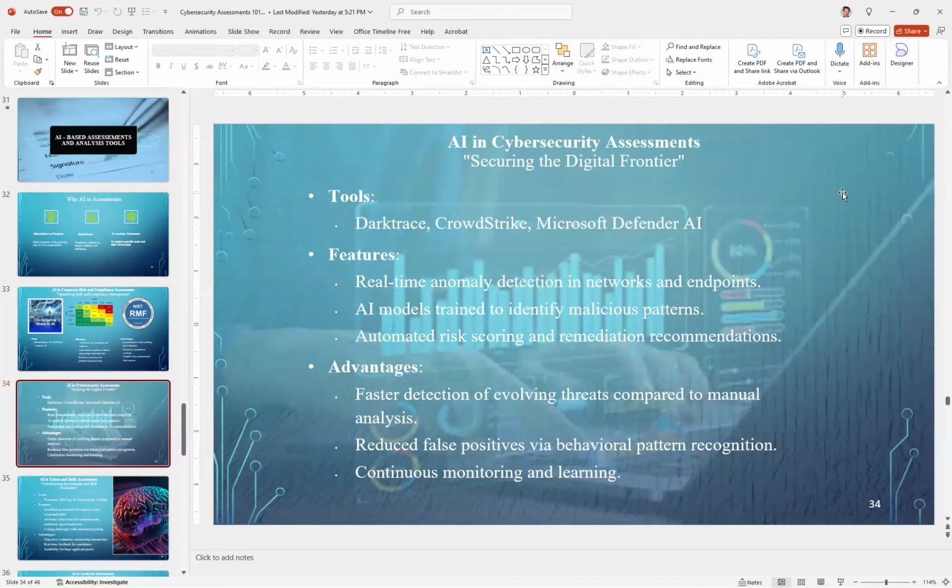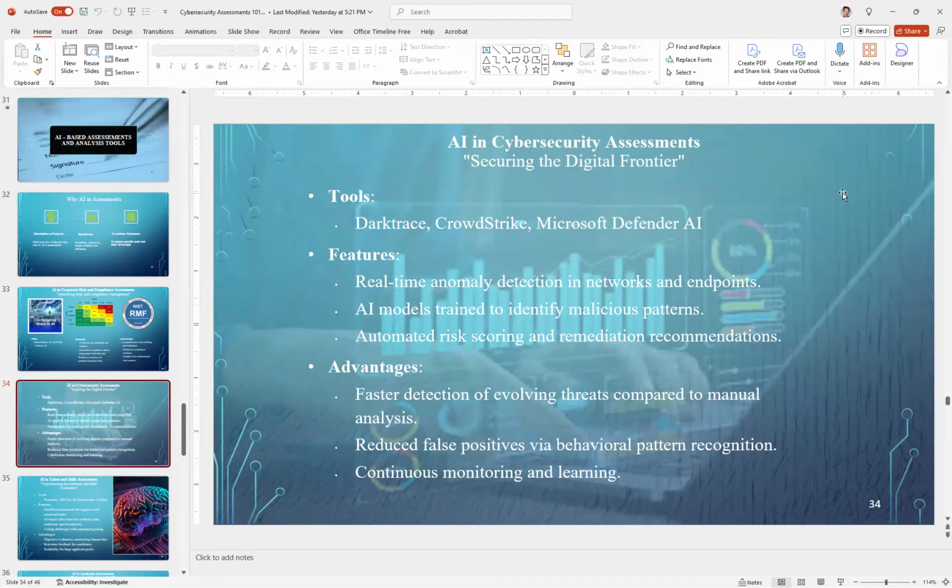AI in cybersecurity assessments is about securing the digital frontier through Darktrace, CrowdStrike, and Microsoft Defender AI. The features are real-time anomaly detection in networks and endpoints, models trained to identify malicious patterns, and automated risk scoring and remediation recommendations. So it kind of builds a risk register with the AI anyway.